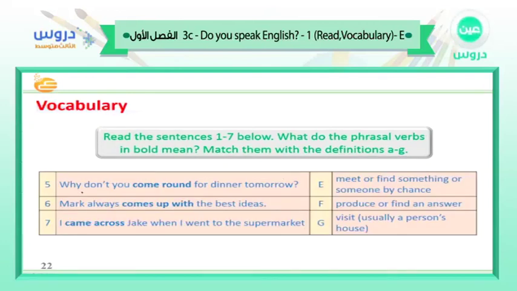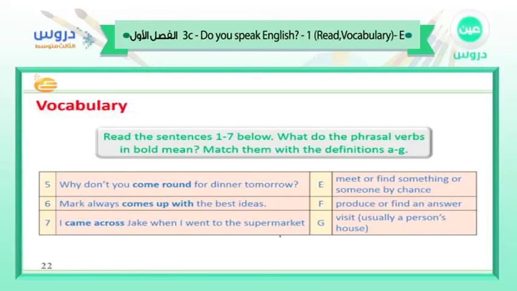Okay, number 5. Why don't you come around for dinner tomorrow? Number 6. Mark always comes up with the best ideas. Number 7. I came across Jake when I went to the supermarket. Meanings. E, meet or find something or someone by chance. F, produce or find an answer. G, visit, usually a person's house.